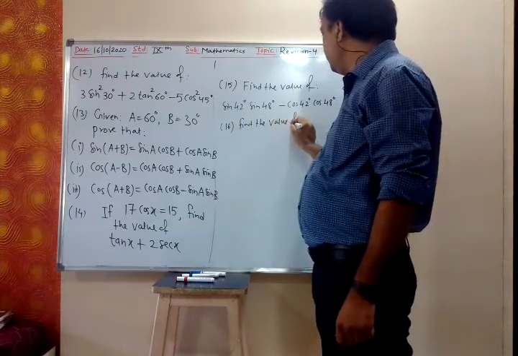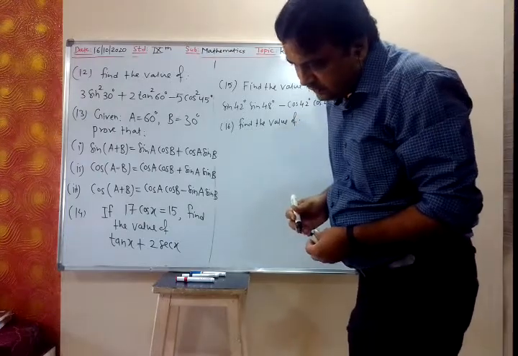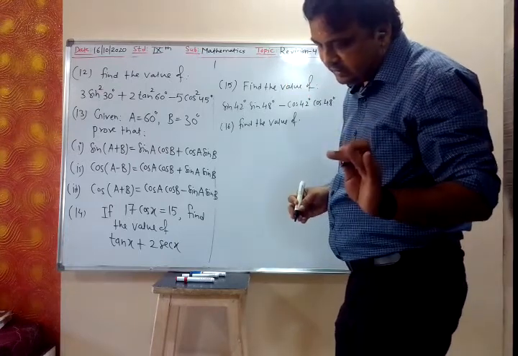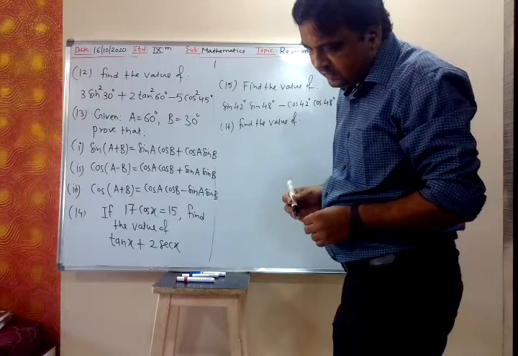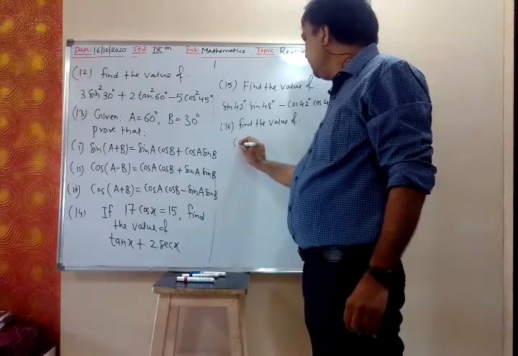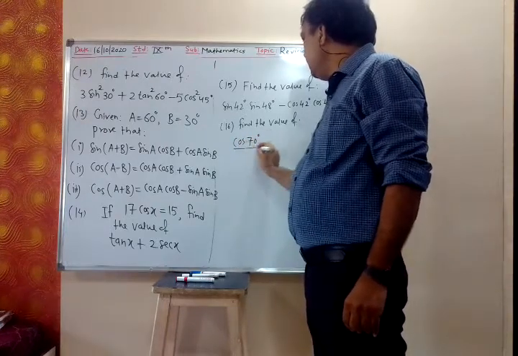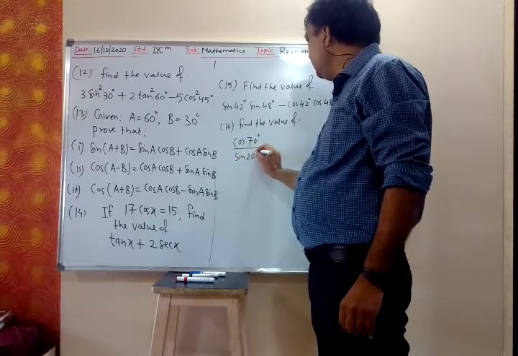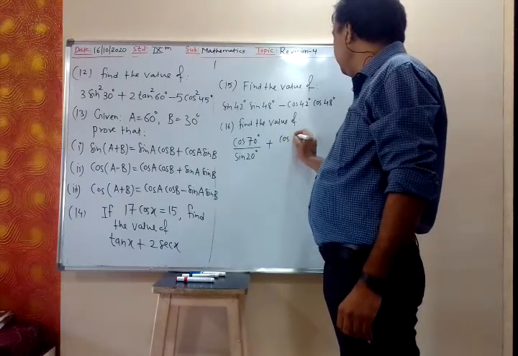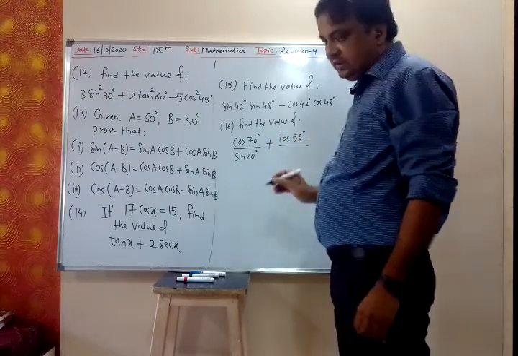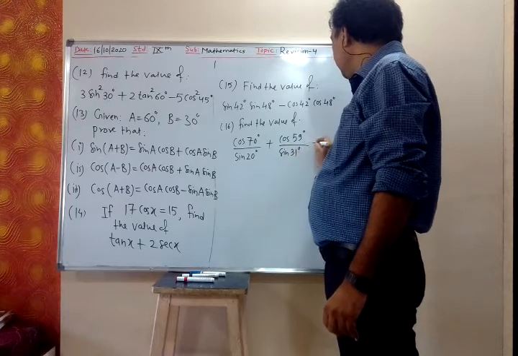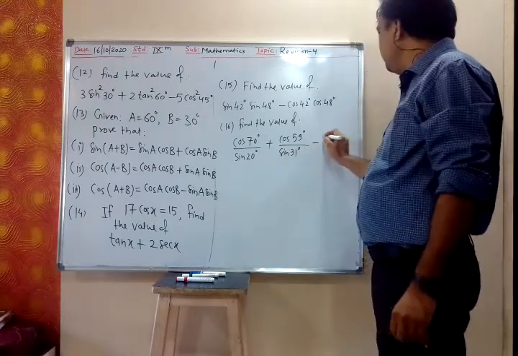16th, find the value of cos 70 degree upon sin 20 degree plus cos 59 degree upon sin 31 degree minus 8 sin square 30 degree.